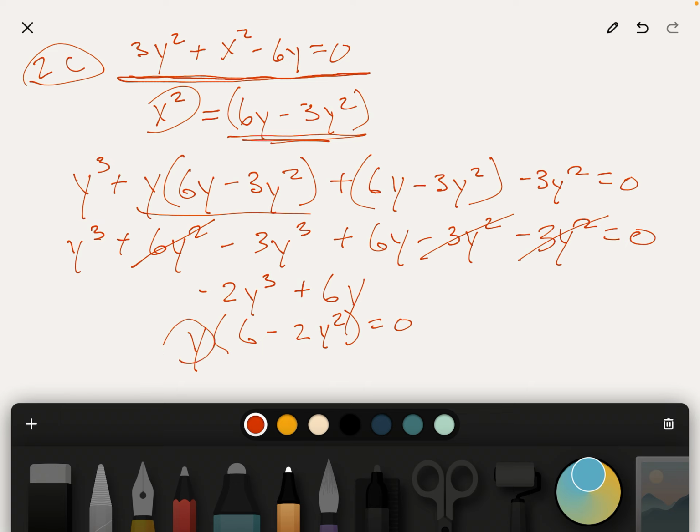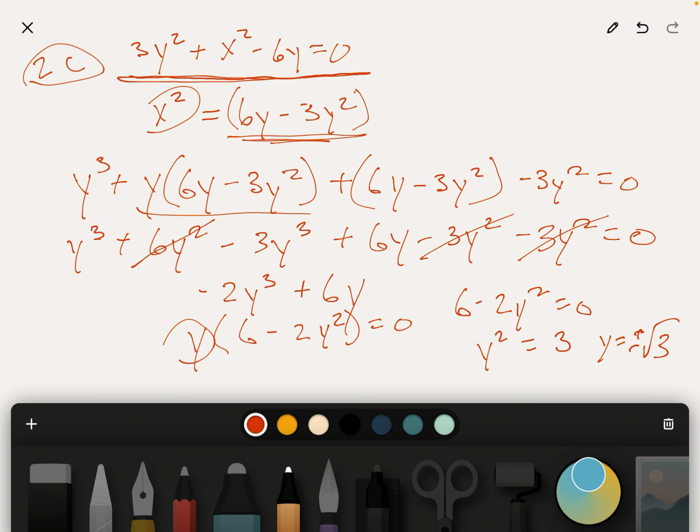However, when we go back and look at the original curve, we can see that the tangent, once again, there's actually two tangents, or the tangent is undefined at y equals 0, because that's where the curve crosses over itself. So it must be the case that we're looking for the solution where 6 minus 2y squared equals 0, or in other words, y squared equals 6 divided by 2, or 3, or y equals plus or minus the square root of 3.